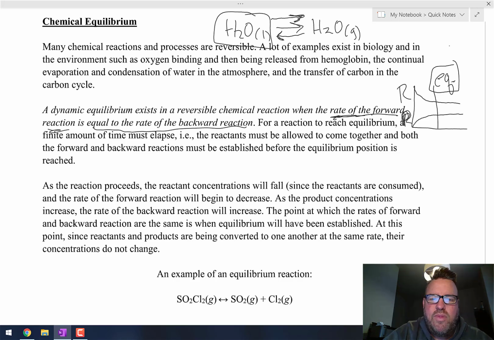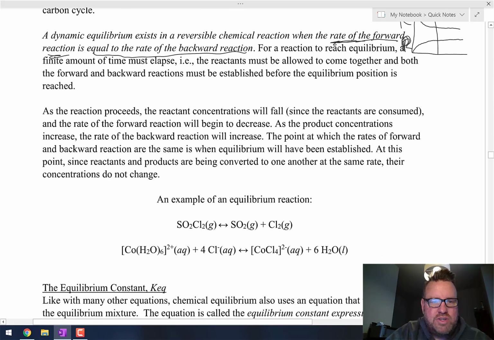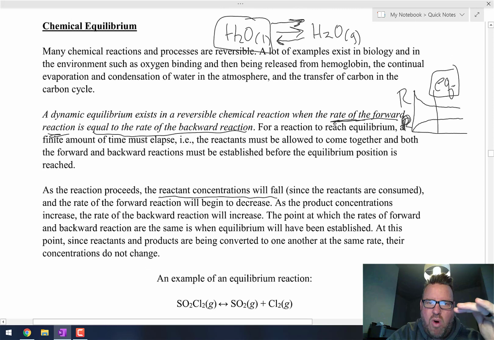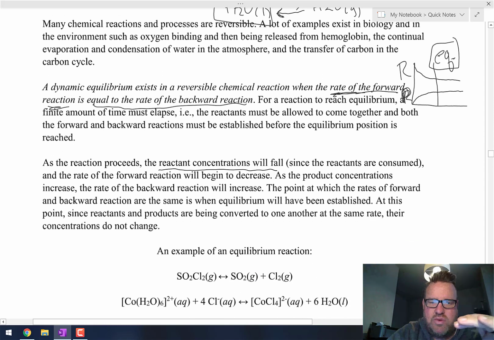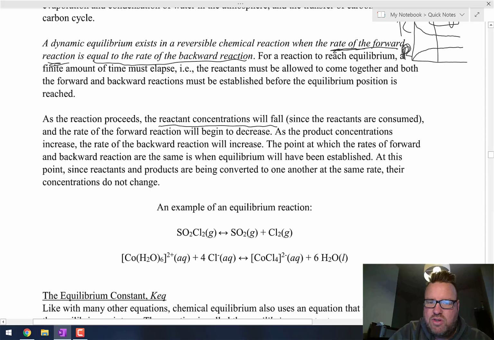Okay, and of course, as the reaction proceeds, as we just saw, the concentration of the reactants is going to go down because you're using those reactants up. And the rate of that forward reaction will start to decrease. The speed that the water turns into a gas is going to start to go down. And of course, the opposite is also true. As the product starts to increase, the concentration goes up, and the rate of the backwards reaction will start to increase.